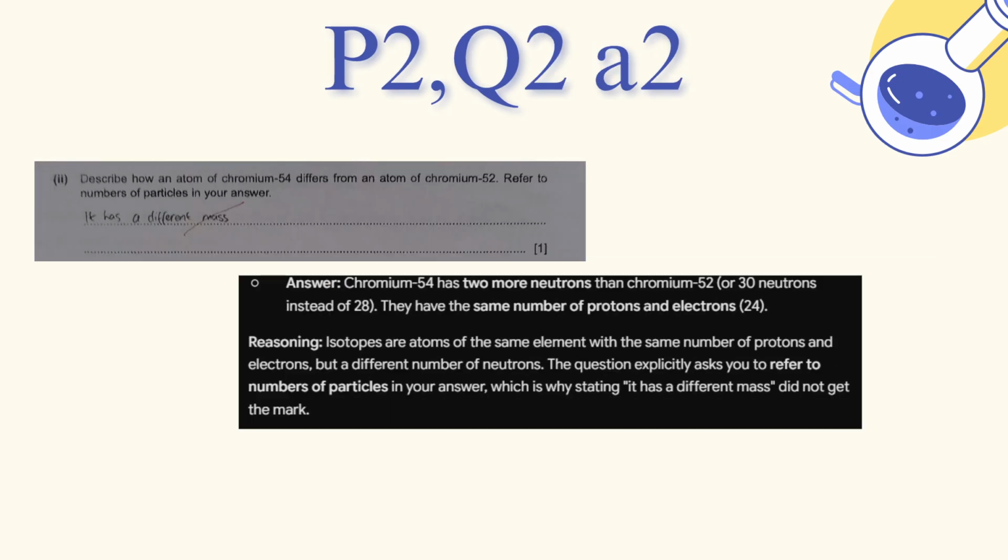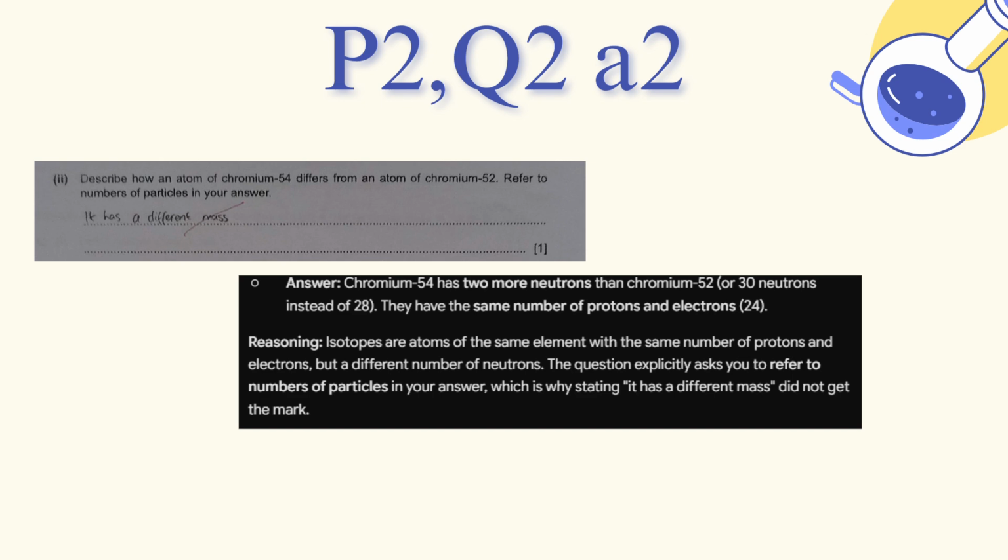Paper 2, question 2A2. Describe how an atom of chromium 54 differs from an atom of chromium 52. Refer to numbers of particles in your answer. Chromium 54 has 2 more neutrons than chromium 52, or 30 neutrons instead of 28. They have the same number of protons and electrons, 24.